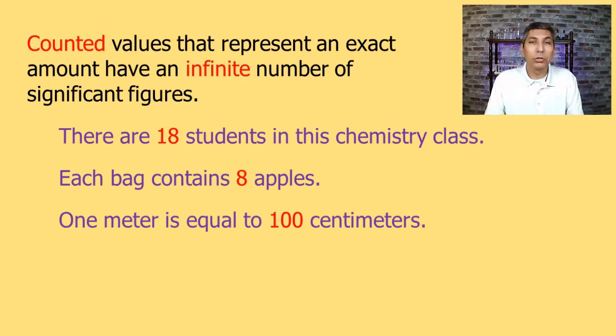1 meter is equal to 100 centimeters. Well, centi is an SI prefix, isn't it? By definition, that means 1/100th of something. So 1 meter is exactly 100 centimeters. It's a counted value. That number doesn't have one significant figure or 3. It has an infinite number of significant figures.